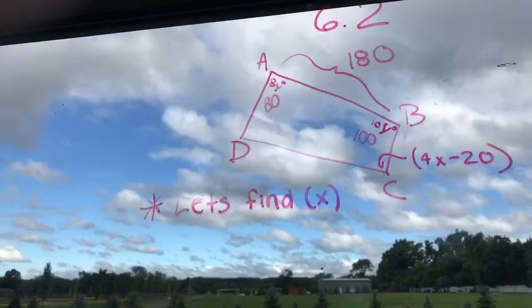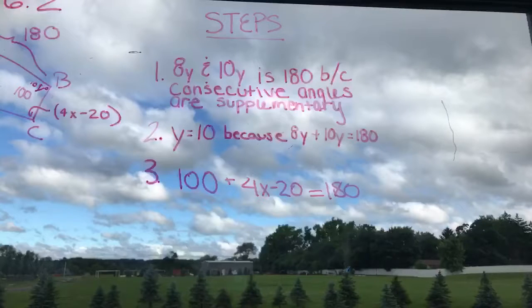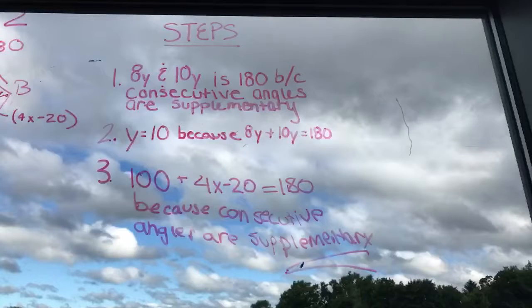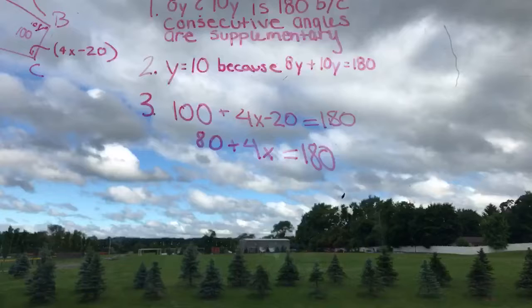Now let's find x. To find x, we have to apply the same rule from before, that consecutive angles are supplementary. So 100 plus 4x minus 20 equals 180. And the expression for that one angle is 4x minus 20, so that's why I used that.